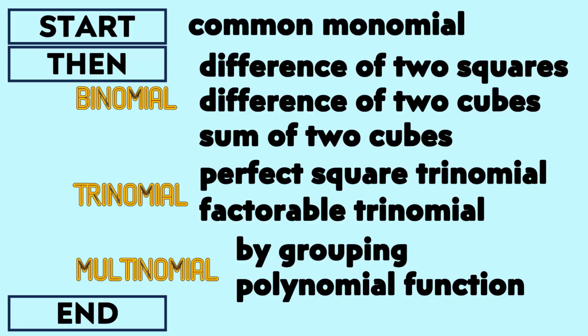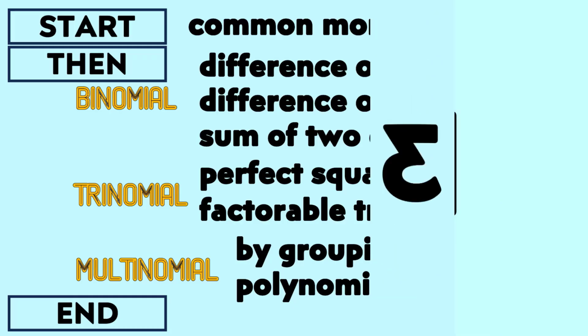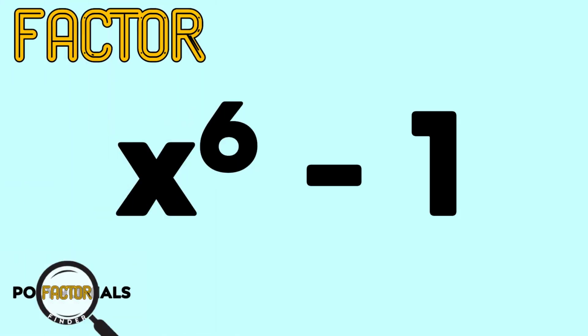Here's the guide for factoring polynomials. We need to start with the common monomial factoring. Then whatever will be the result, we're going to categorize them as to whether the result is a binomial, trinomial, or multinomial, and we have specific processes under specific results. Then we end it. Let's factor completely x to the power of 6 minus 1.